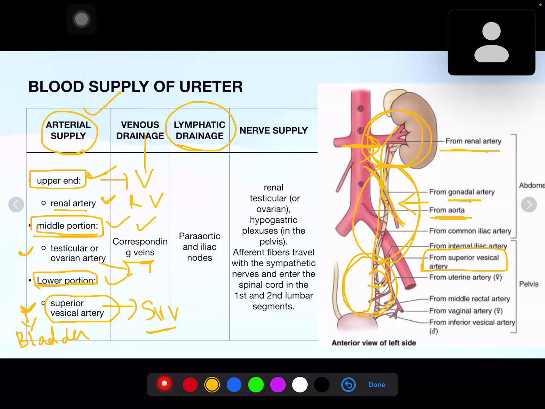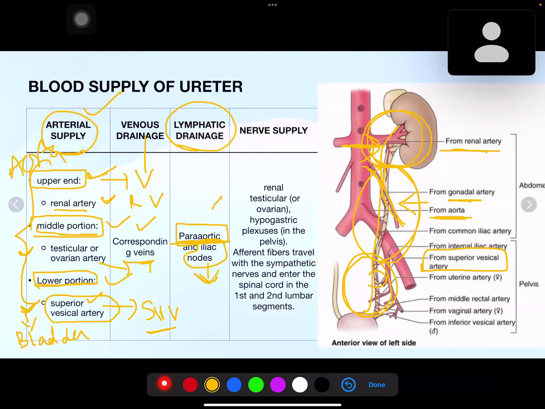Lymphatic drainage: because all these arteries are from the aorta, you can say the para-aortic lymph nodes. Okay, and a few branches also come from the internal iliac artery, like this. So iliac lymph nodes are also the lymphatic drainage. Okay, para-aortic and iliac nodes.